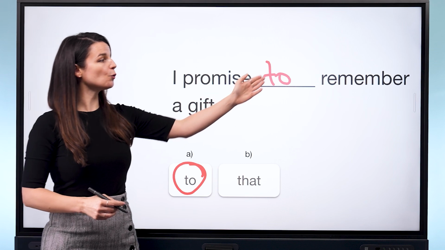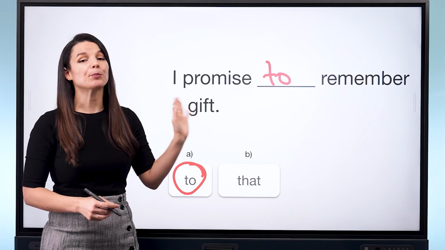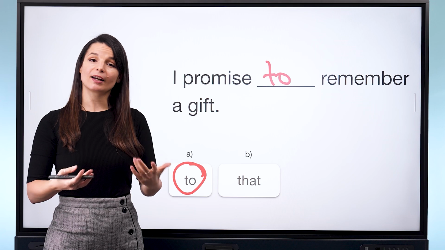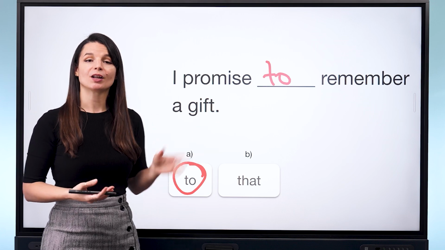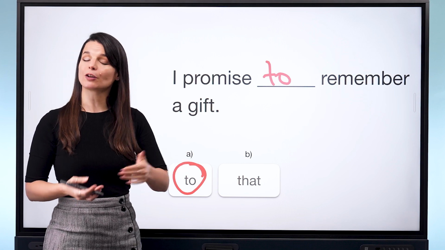I promise to remember a gift. Again, without will, a future simple phrase cannot be formed. To is the only grammatically correct option here.